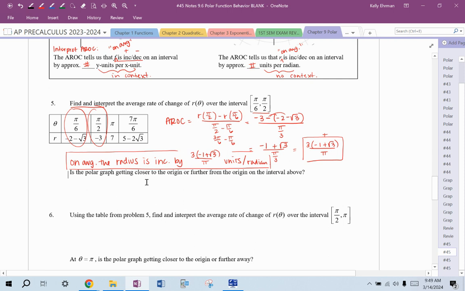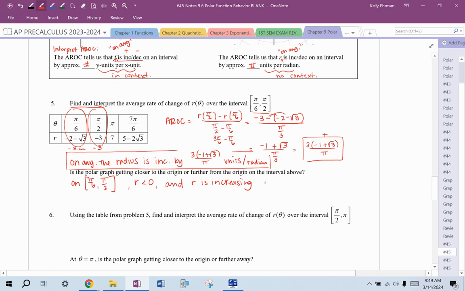Is the polar graph getting closer to the origin or further from the origin on the interval above? So we're looking on the interval pi over 6 to pi over 2. How do we decide closer to the origin or further from the origin? Remember, we look at the sign of r. So on this interval, in both cases there, r is less than 0. And is r increasing or decreasing on that interval? You're going from negative 3 point something to negative 3. You're getting closer to 0. So r is increasing. And so those are acting against each other, right? You have r being negative, but r is increasing.